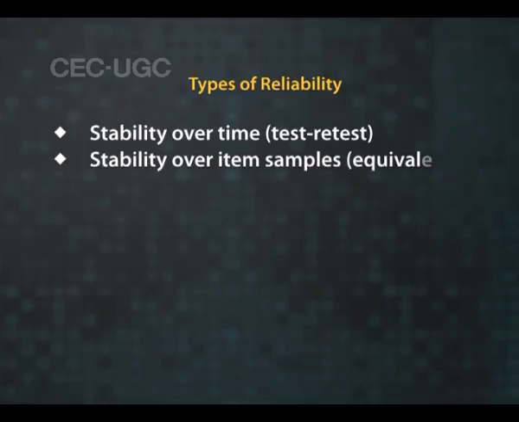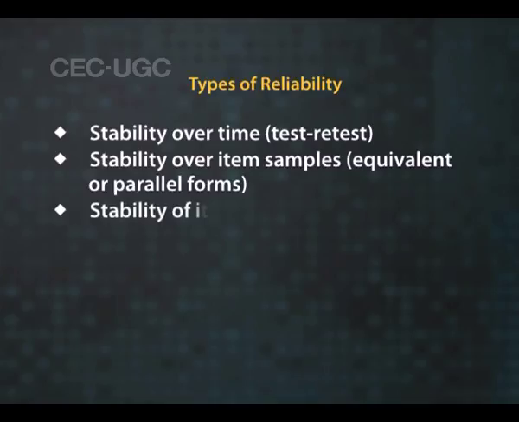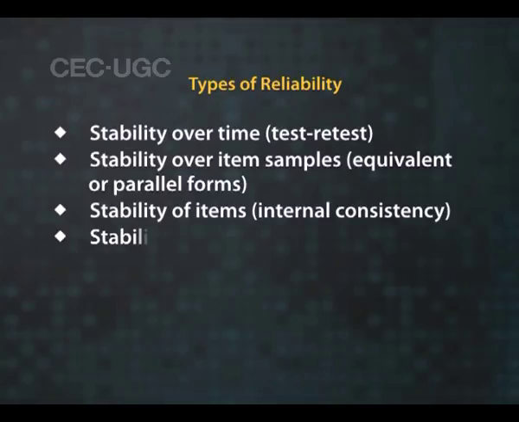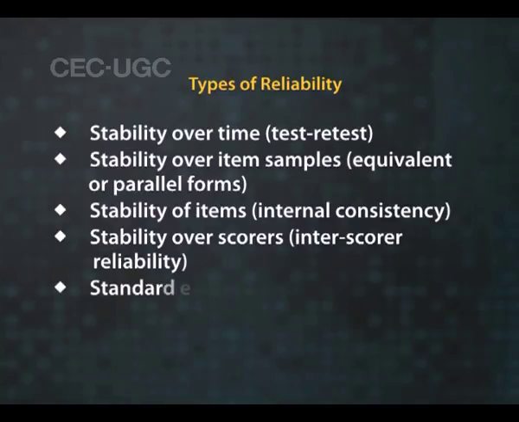There are a number of types of reliability. Stability over time, test-retest reliability. Stability over item samples, equivalent or parallel forms. Stability of items or internal consistency. Stability over scorers or inter-scorer reliability, and standard error of measurement.